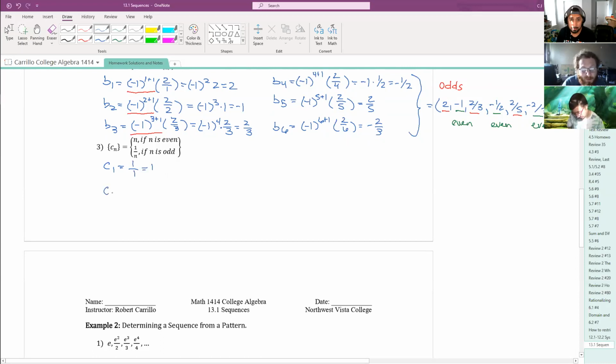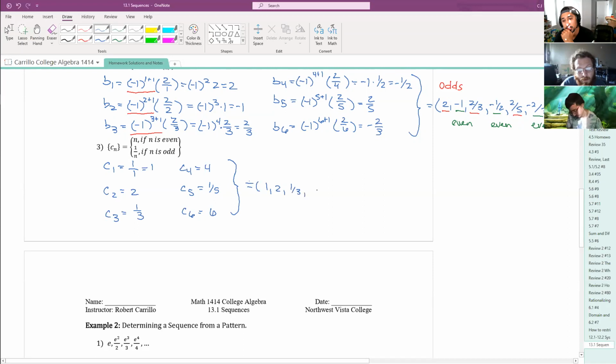1. How about C sub 2? Is this even or odd? That's even. So then this is just 2. C sub 3, back to odd, 1 over 3. C sub 4 is just going to be 4. C sub 5 is 1 over 5. C sub 6 is just 6. All right, so our output for this is 1, 2, 1/3, 4, 1/5, 6, and it just keeps going.